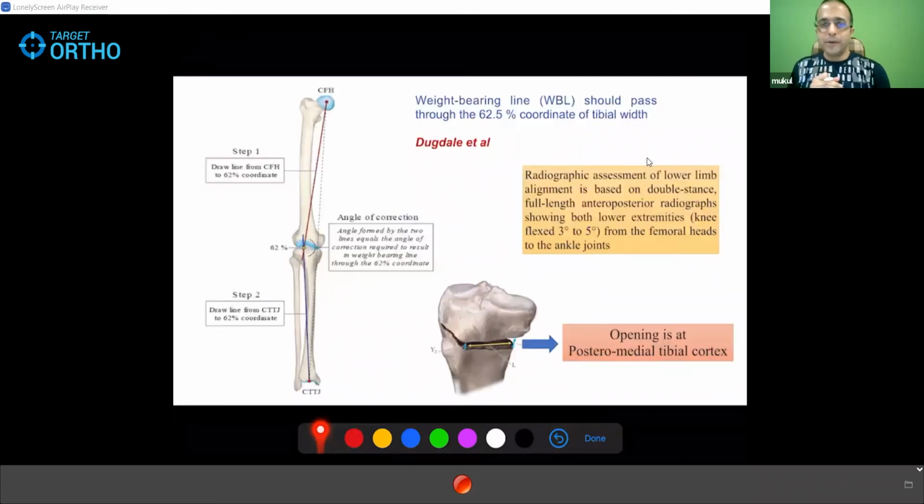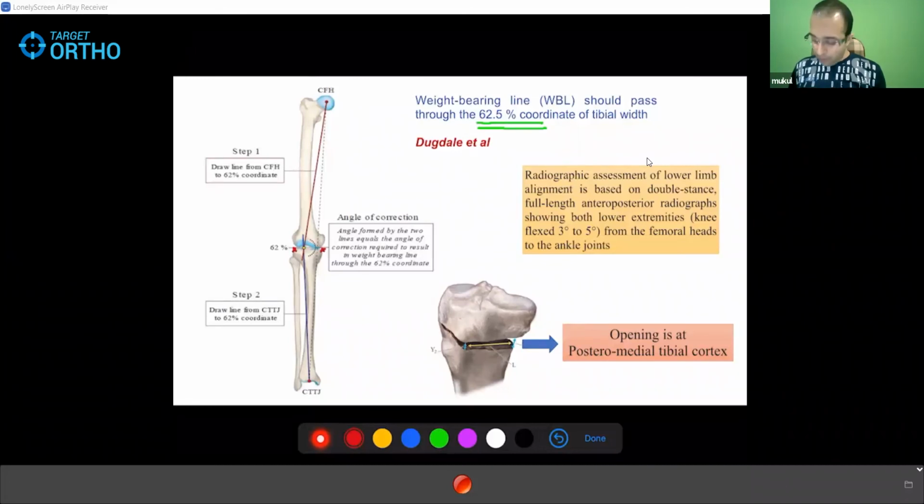Now, how to calculate the angle? Very simple. Get your scanogram done and draw the mechanical axis. And since the knee is in varus, that is perhaps for which you have taken the HTO, this line will be medial to this center. Okay. Now, Dugdale et al. have advised that the weight-bearing line should pass through 62.5% coordinate of the tibial width once the HTO is done. So this is the tibial width. I'll mark the 2 points.